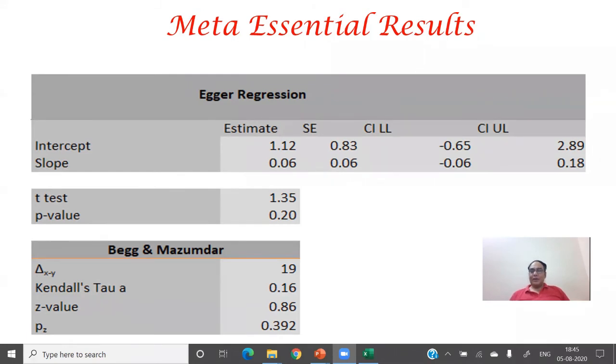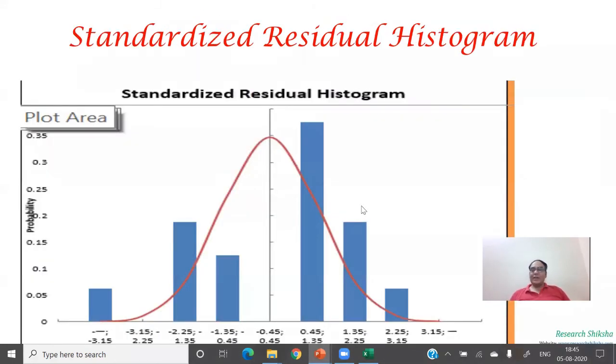Now the software will also show you the standardized residual histogram. And the rule is very simple. If most of the bars are lying under the normal curve, then we can say the studies are not biased. And in case most of the studies are outside this normal distribution, it means the study is biased. So what we are doing here is taking the standardized residuals of the regression, and we plot them and check whether they are normally distributed or not.